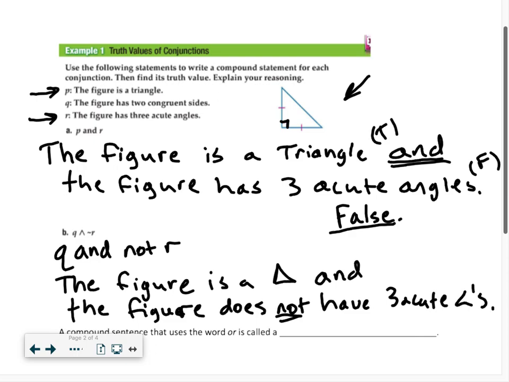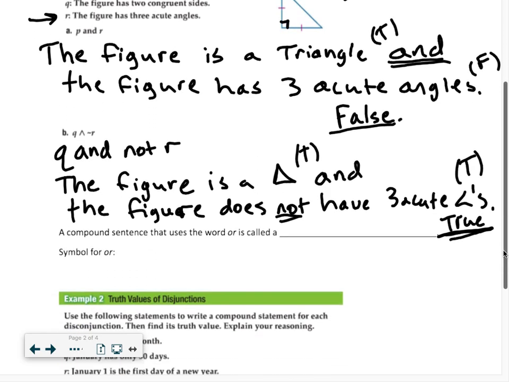So this "and", is it going to be true or false? Well, the first statement, the figure is a triangle, we already said that was a true statement. And then when we negated R, the figure does not have three acute angles. That is now true. It has one right angle and two acute angles. So both statements are true, so the whole thing takes the truth value of true. So again, "and" is only true if both pieces are true.